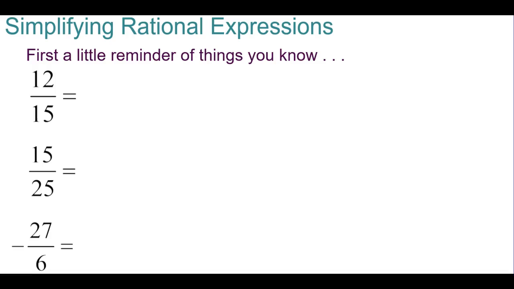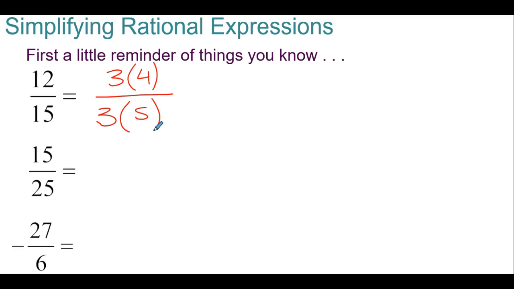So, simplifying fractions, 12 over 15. I'm going to do this a certain way so you can really see what's happening. What number do 12 and 15 both divide by? 3, right? So 3 times what is 12? 4. And 3 times what is 15? 5.